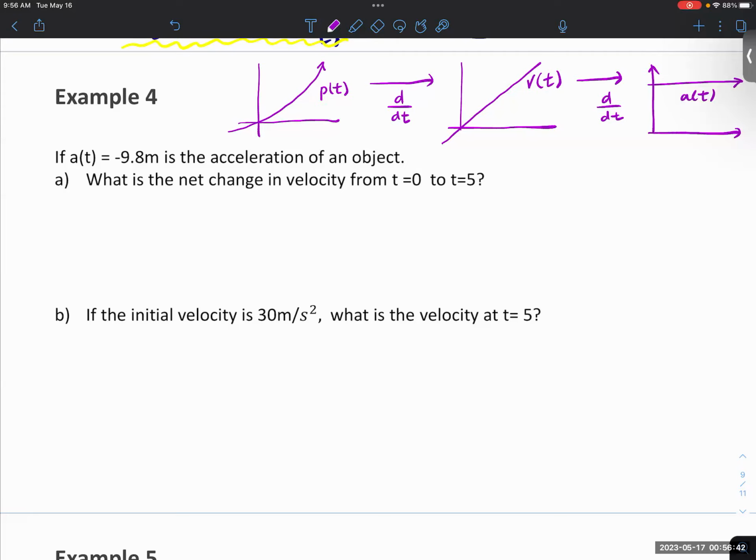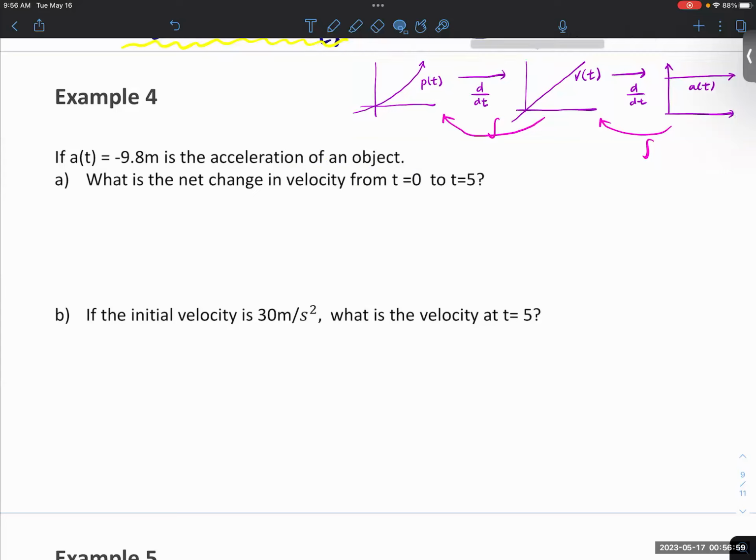So this is the derivative. Again, you can take the integral of the acceleration function, then you will go back to the velocity. If you take the integral of the velocity function, you will go back to the position function. So this relationship is understandable and makes sense to us. Now let's take a look at the question. They're giving us the acceleration function, which is negative 9.8 meters per second squared, the acceleration of an object. What is the net change in velocity from 0 to 5? So they're looking for the velocity function from 0 to 5.